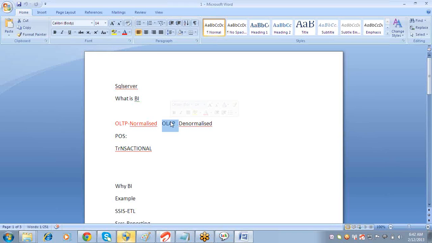So again, for the SQL Server engine to process this query, it takes some time. So OLTP is not suited for analysis, especially if it is huge data like billions of records. But OLAP is specially meant for that.